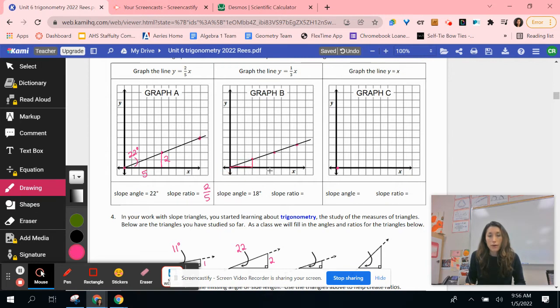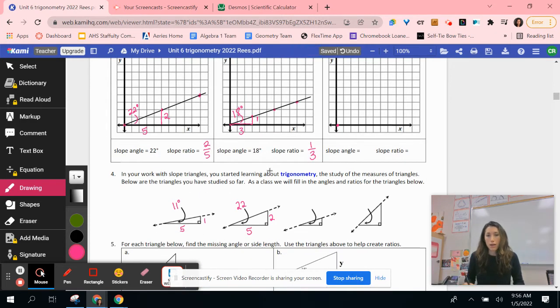If we were to get out a protractor and measure this, this is 1, this is 3, we would get for this angle here 18 degrees. So our slope ratio for that is 1/3, and our angle measure is 18 degrees.